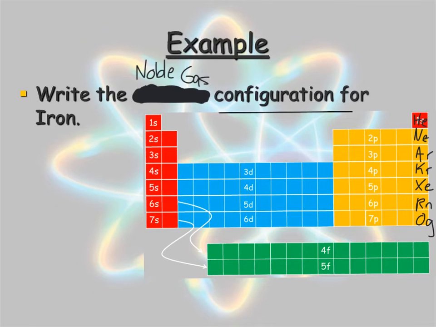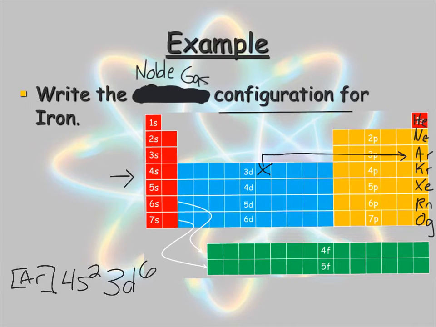All right, so let's look at the noble gas configuration for iron. Iron was located right there. So to do noble gas, we're going to go up one all the way over. That is going to give me argon, so argon in brackets, and then pick up after that. So after that, it's 4s2, 3d6.